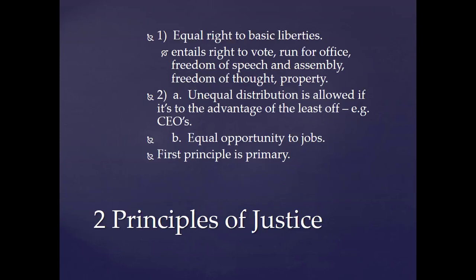So this leads us to the two principles of justice. Rawls claims that from his original position and his social contract theory, there would be two main principles of justice that would be derived from this kind of procedure. The first one is that there's an equal right to basic liberties. This entails a right to vote, run for office, freedom of speech and assembly, freedom of thought, the right to own property. So everyone has equal rights to basic liberties and basic freedoms like the freedom of speech.